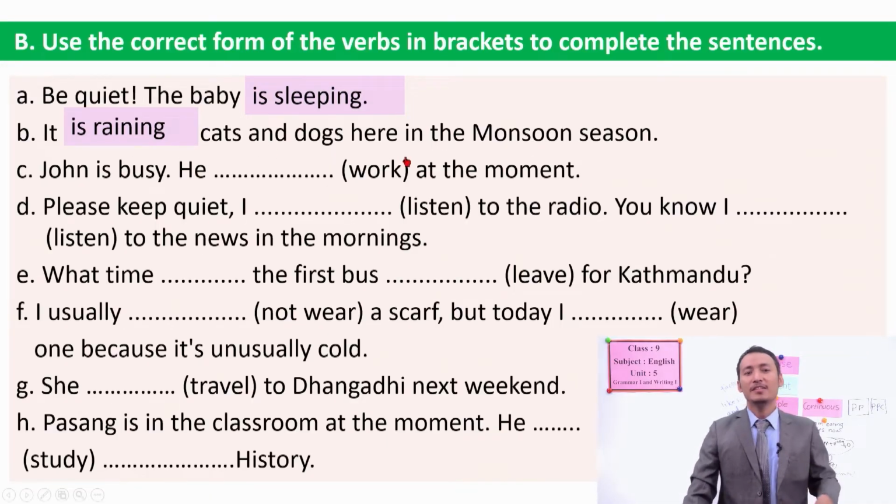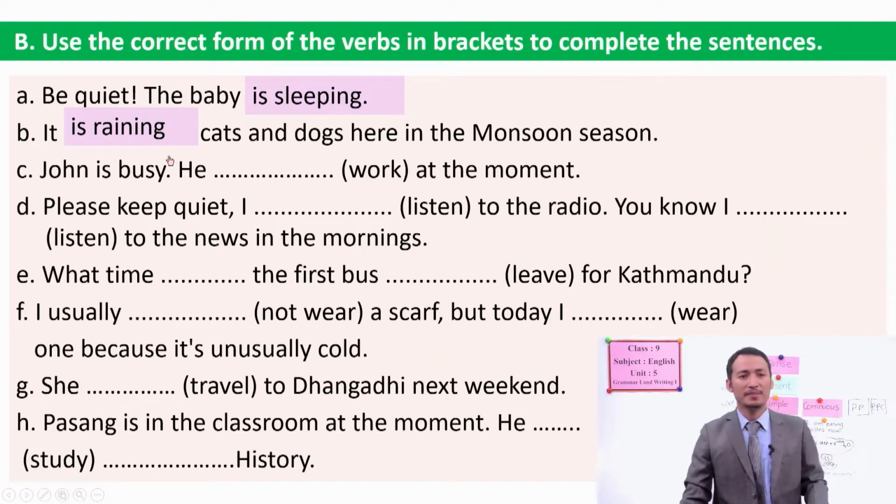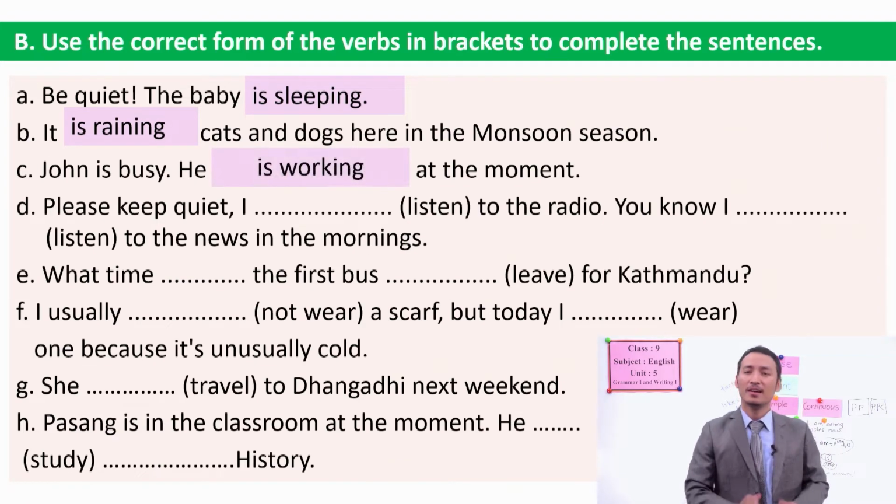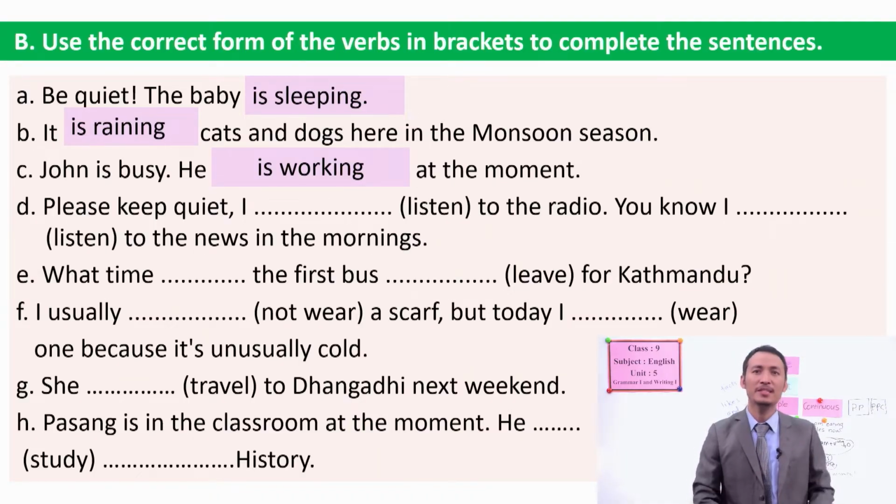It is raining cats and dogs here in the monsoon season. John is busy. He is busy means he is working. So here we need present continuous tense again. Some action is going on here, so that he is busy.